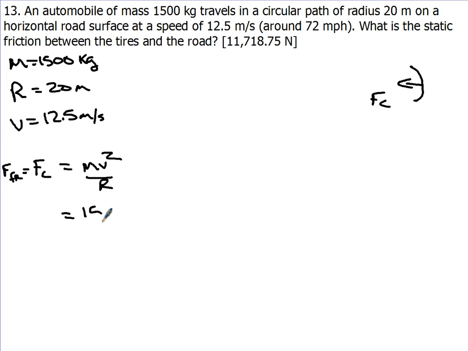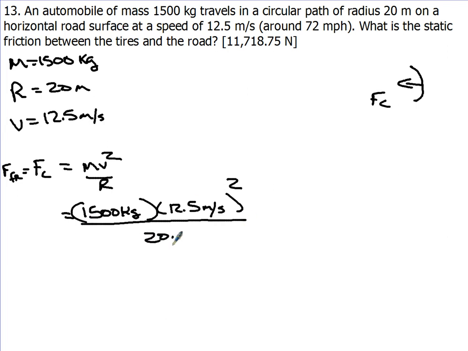So this is 1,500 kilograms. His speed is 12.5 meters per second, and that has to be squared. I almost forgot to do that. Divided by the radius of the curve, which is 20 meters. Go on and square the 12.5 first, and I get 156.25.